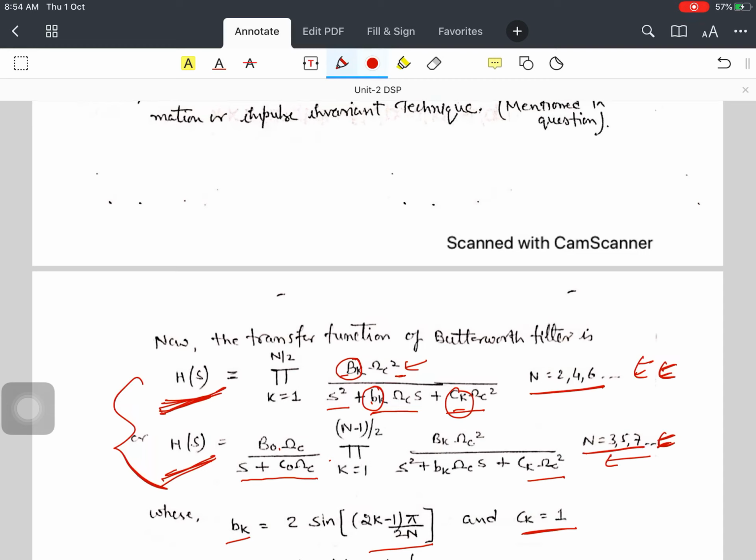Okay, so this is all about this lecture. In the next lecture we will discuss some numerical problems, design numerical problems based on this digital Butterworth filter.